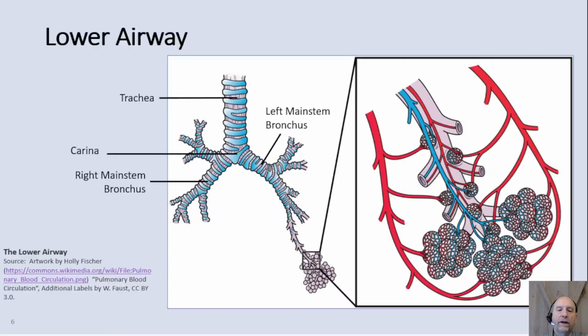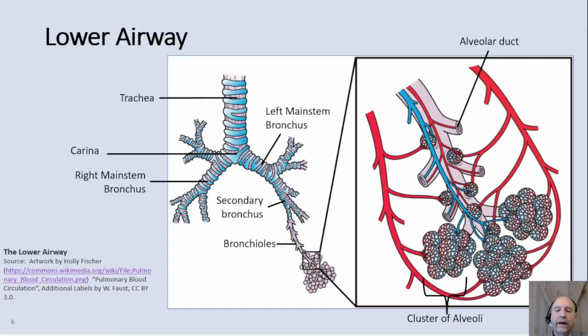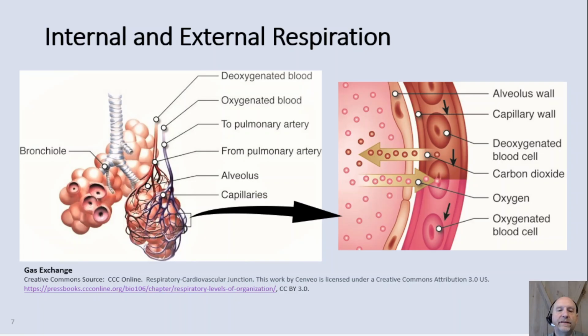The mainstem bronchi branch into smaller secondary bronchi, which turn into smaller bronchioles, which divide into smaller alveolar ducts that lead to the alveoli. The alveoli look like clusters of grapes where each individual sac is called an alveolus. It is at this level that gas exchange takes place. In this image, we see an alveolus on the right that has been magnified to illustrate how gas exchange takes place. Each alveolus has a thin wall that consists of a single layer of tissue.